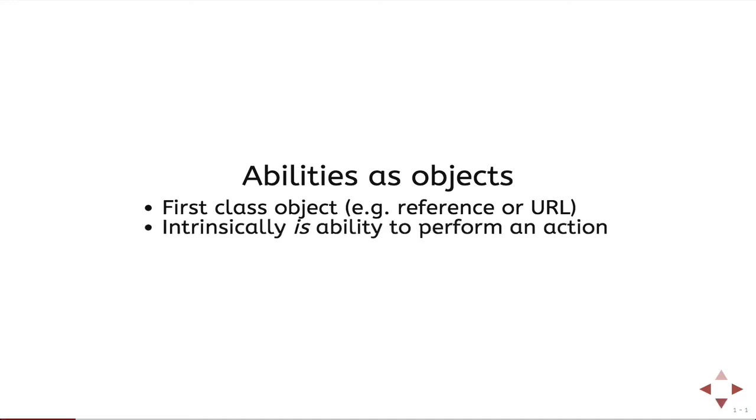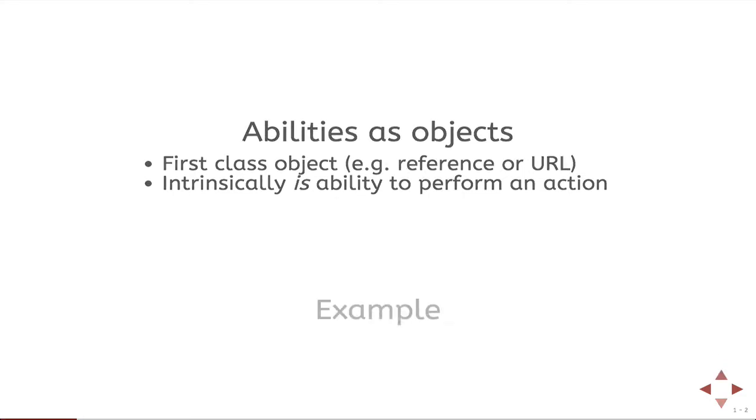It intrinsically is the ability to perform an action. So this thing and only this thing is how you gain the authority to do something. The way that's implemented is that the thing is exactly the way that you do it. It's not the key that opens up the door that lets you do it. It is the thing that lets you do it itself. That might sound a little bit confusing, but hopefully it'll become much clearer as these videos progress.